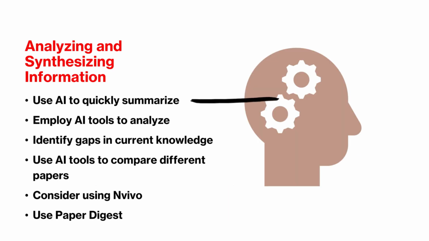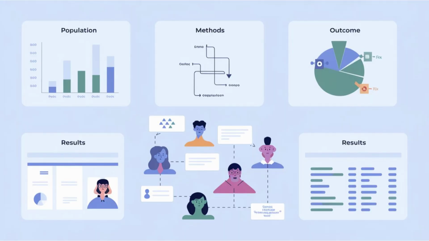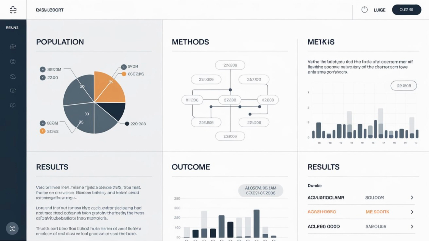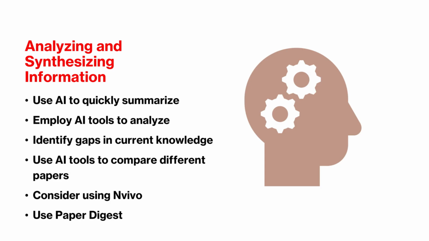The first step of this phase is to summarize relevant research. AI can be a powerful ally in summarizing research. Use tools to create study snapshots that highlight key differentiators like population, methods, outcomes, and results. This provides a clear and concise overview of the most relevant studies.